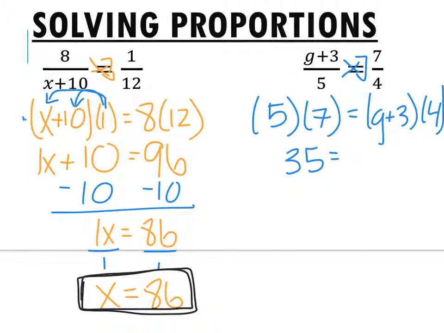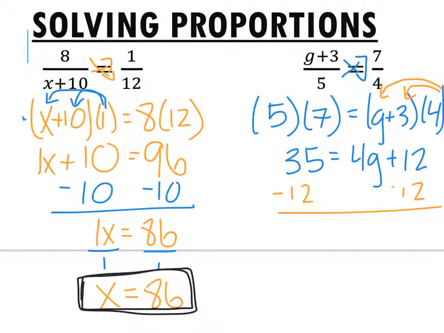And with this problem again, I'm just distributing this guy in here. 4 times g is 4g. Haha, 4G network. And 4 times 3 is 12. Here we go, another 2-stepper. Minus 12, minus 12. 35 minus 12 is, oh my gosh, I'm blanking. 23? That feels weird. I think it is 23 though.